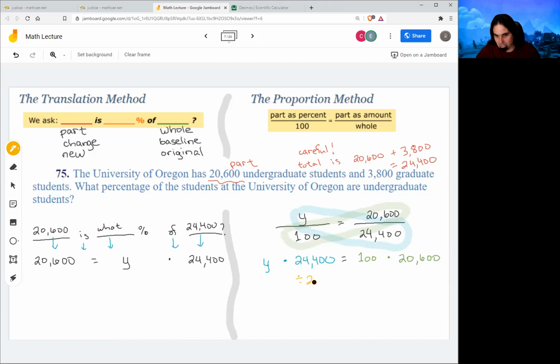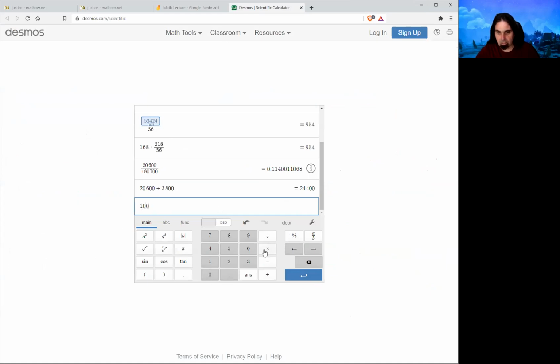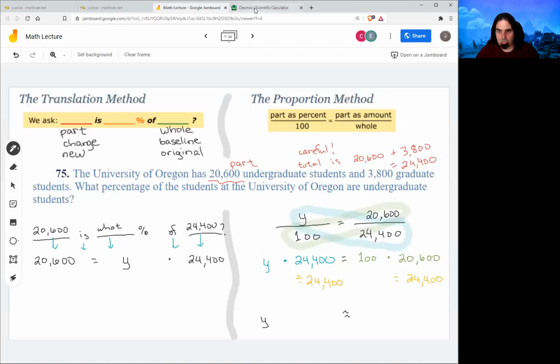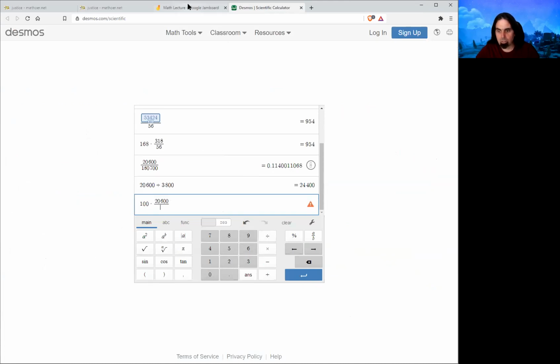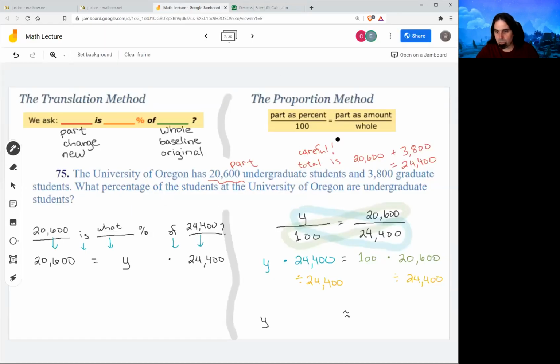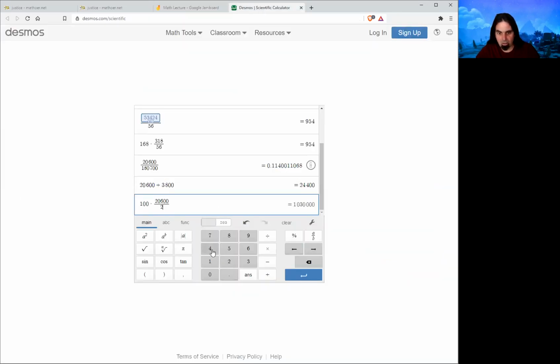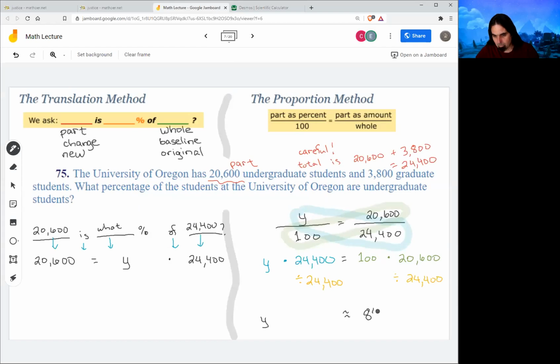So we'd want y by itself. And so 100 times the 20,600, and then divided by the 24,400. And yes, it's about 84%. You are fast and accurate.